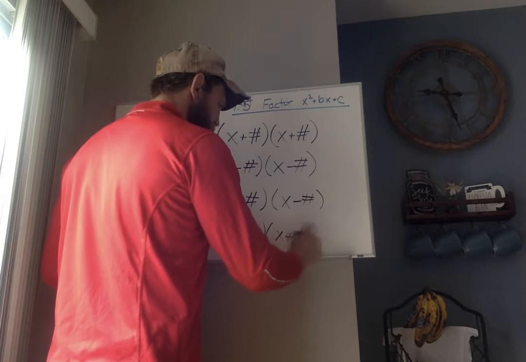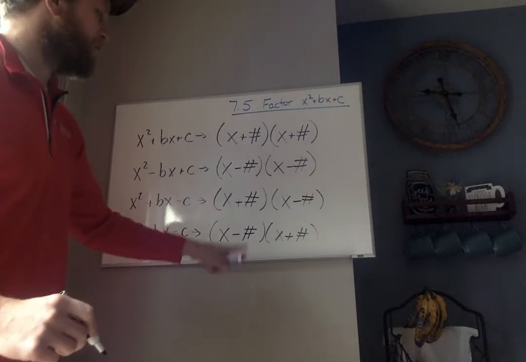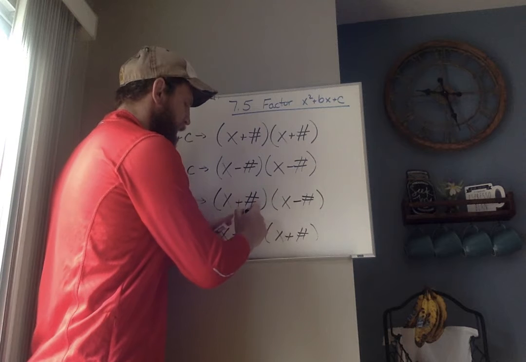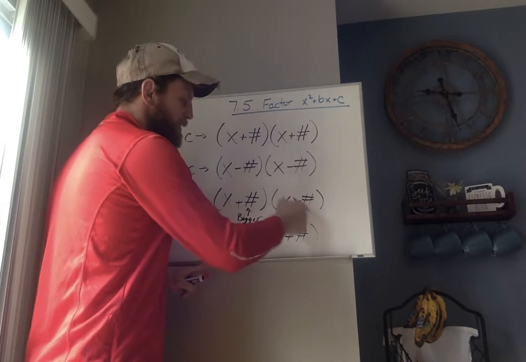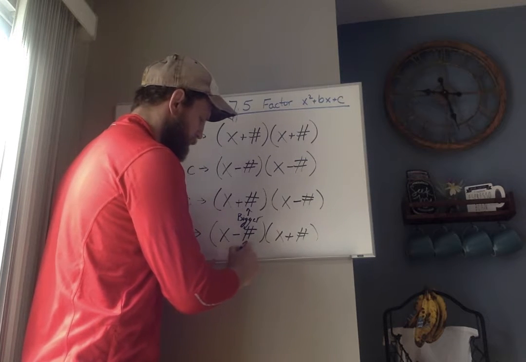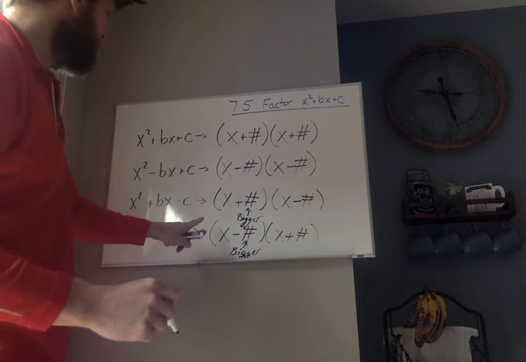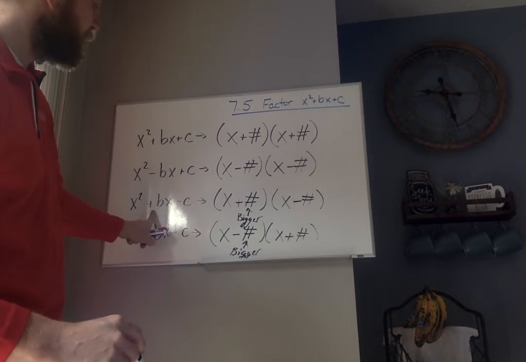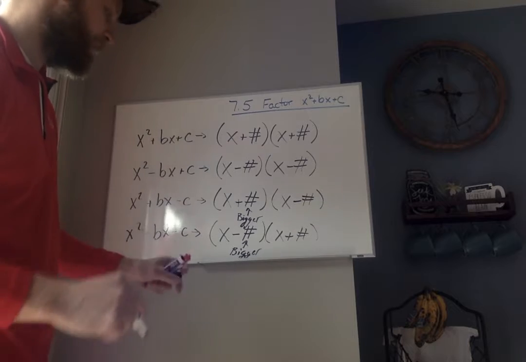But what's the difference between this one and this one? They both have a plus a number and minus a number, but the difference is this. This guy is the bigger of these two numbers. So here, if the last term is negative, the bigger number is going to be positive, or in this case, the bigger number is going to be negative. Okay?